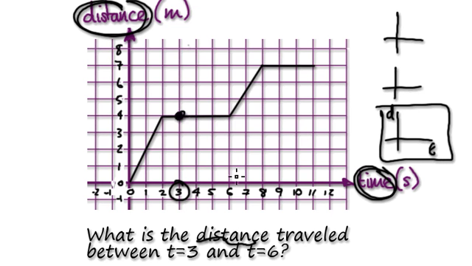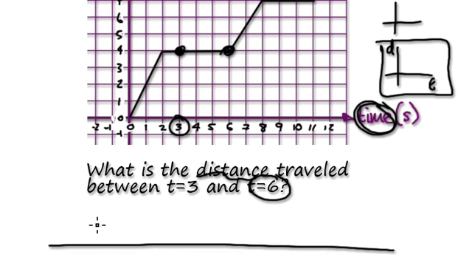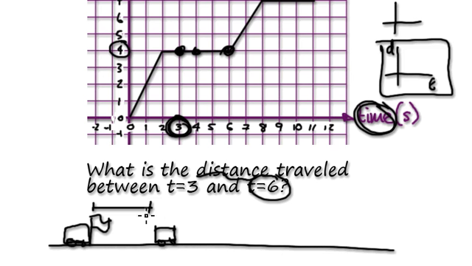So time equals 3, okay, and time equals 6. So that would be here. What is the distance traveled between there? Well, you can imagine this as being a car. So this here is the start. After 3 seconds, it is 4 meters away from the start. After 4 seconds, it is still 4 meters away. After 5, well, basically the car here is not moving; it's staying still.